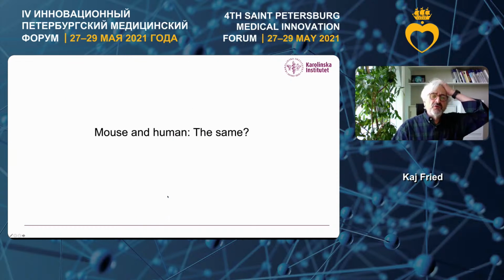So the issue then, of course, is mouse and human. Is it the same or is it different? Because that's the topic of this session, the new biomodels. And if we want to have a model in an animal, we want it to be similar to what is found in human. Otherwise, it will be less useful in terms of developing new ways of regeneration or new ways of testing drugs.